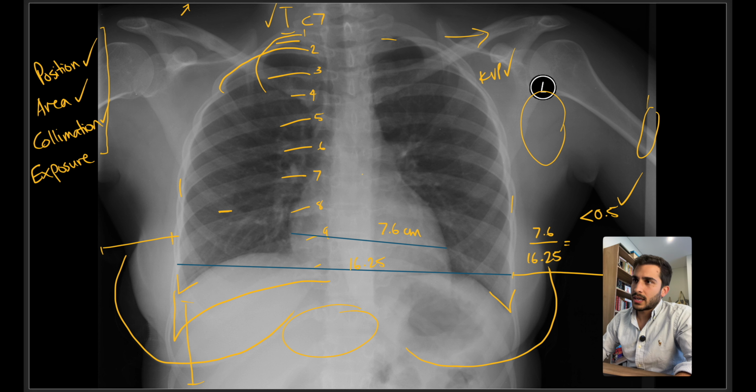Again, another thing we can look at is sort of the mediastinum in the middle. We can kind of see through the thoracic vertebra, so there's adequate amount of penetration. So exposure, I'm pretty happy with it in this case. Next one is M, marker.